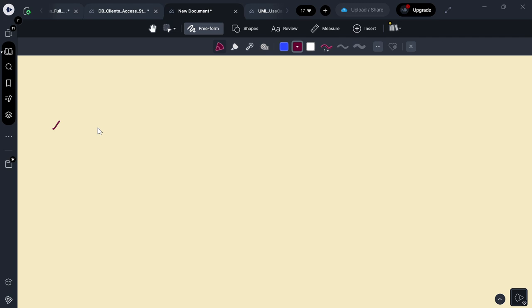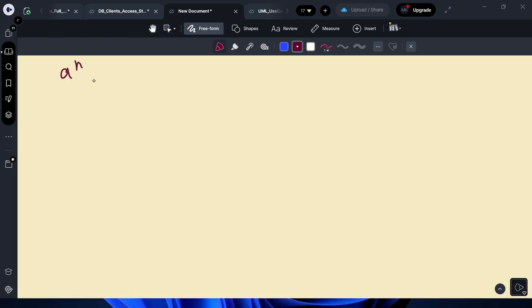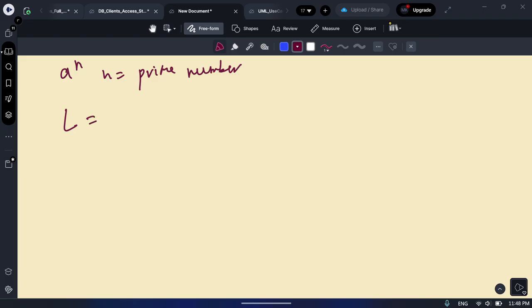The theorem says that a^n, where n is a prime number. We have to see that this is a theorem, right? And we assume that our language is context free. It is context free, okay?